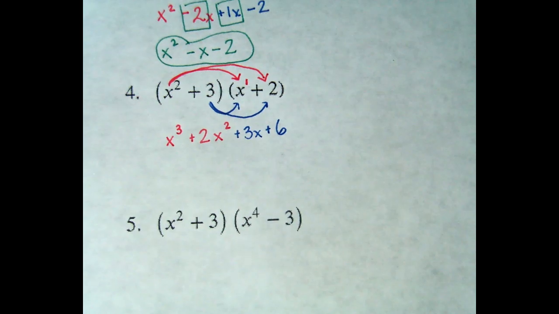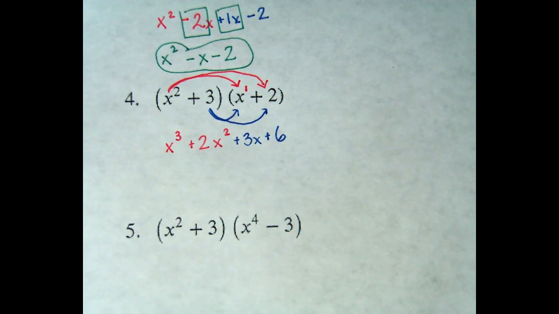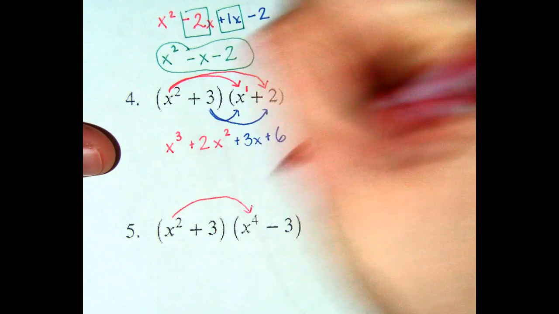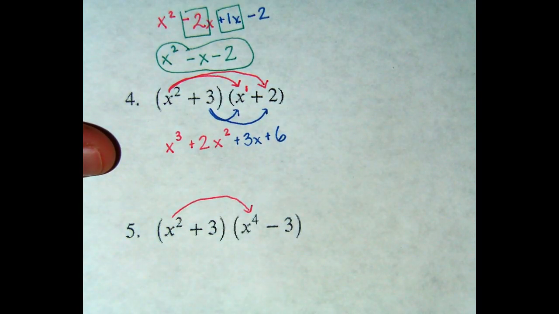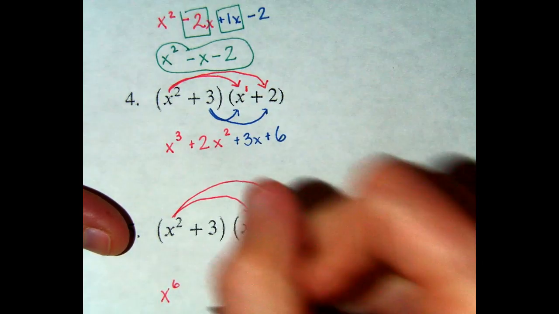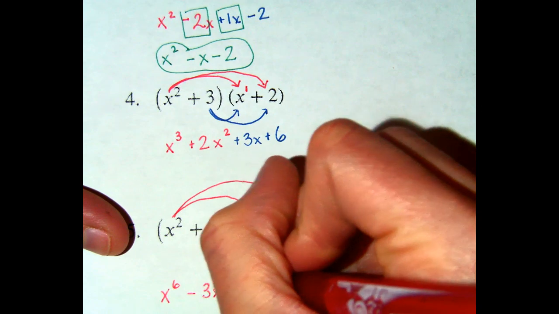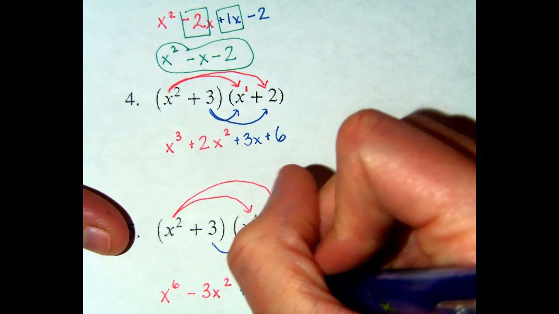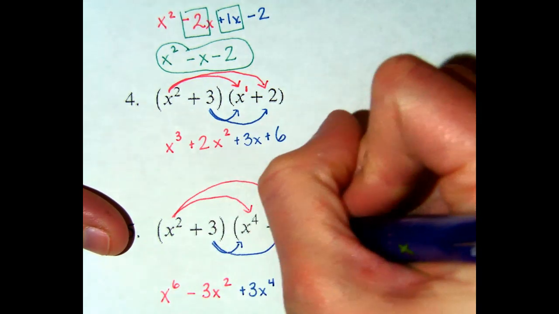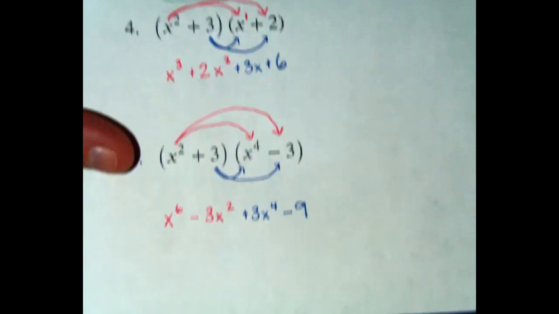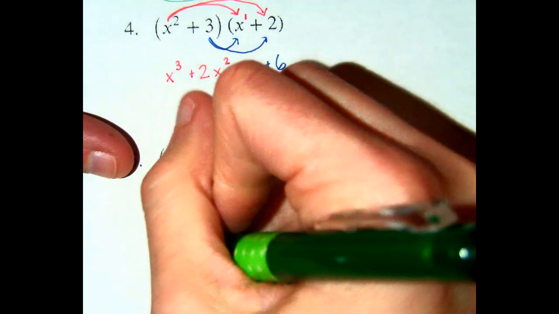Okay. Do you guys have time to do number 5, some of you? Oh, okay. I only gave you 3 minutes, and you did 3 problems in 3 minutes. Alrighty then. X squared times x to the 4th. X squared times negative 3. Three times x to the 4th. 3 times negative 3. Is this in standard form? No. If you didn't write it in standard form, do so now.